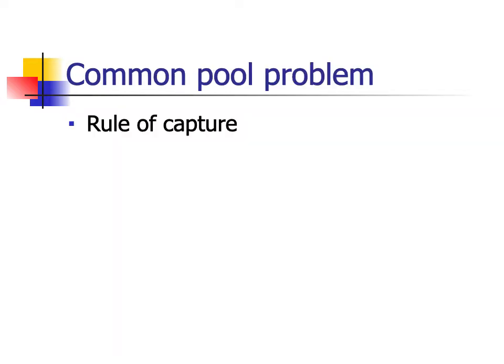Let me look at a problem that can push us off the optimal path. And this is known as the common pool problem. Under US law, oil is regulated by the rule of capture, or the rule of first possession. So what the rule of capture means is whoever pumps the oil gets it.